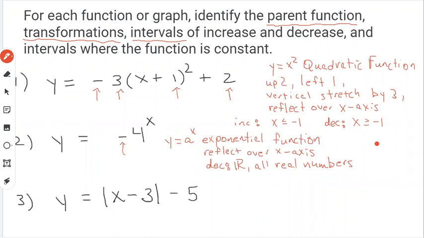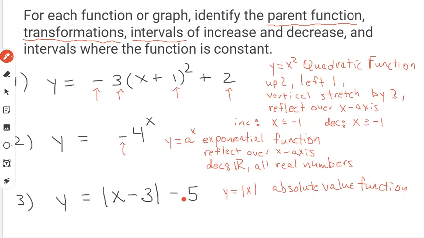Okay? And the last one we're going to do today is this absolute value function. So yes, this is the absolute value function, and you can tell because it has that absolute value symbol with it. We say that y equals absolute value of x, or we can write it out in words as the absolute value function. But what is the transformation that's going on?